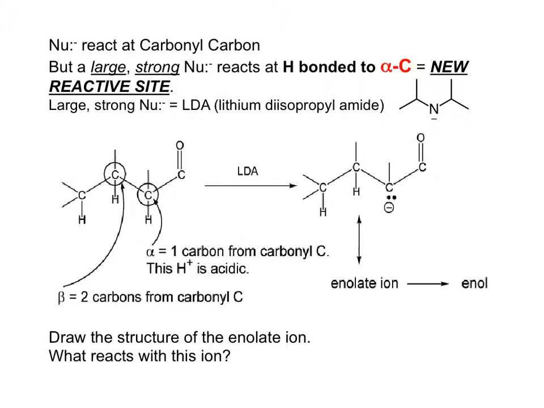A proton bonded to this alpha carbon is acidic. When this proton is removed by a strong base, this conjugate base forms, and you can draw a resonance structure, which is the enolate ion. So stop the video and draw the structure of the enolate ion. So the enolate ion looks like this. Note that the enolate ion is a nucleophile, so an electrophile reacts with the enolate ion.